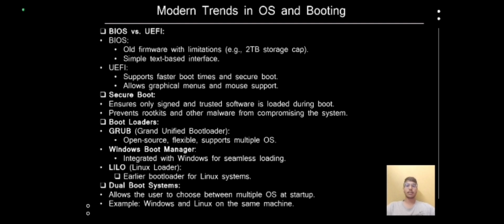And bootloaders like GRUB for Linux or the Windows Boot Manager are vital for loading the OS kernel. This allows you to dual boot multiple operating systems, which is great for tech enthusiasts.